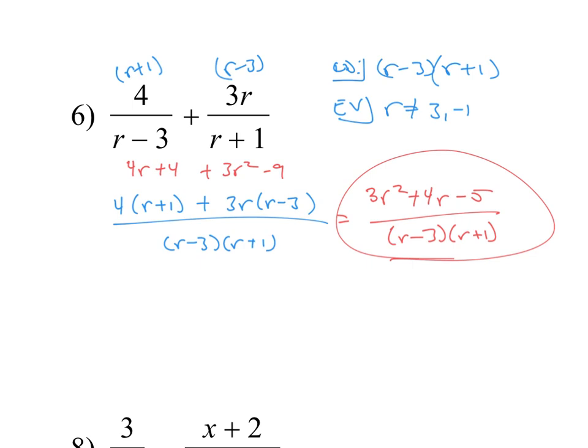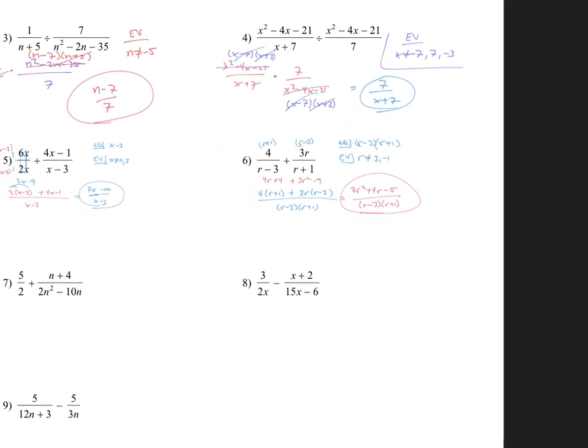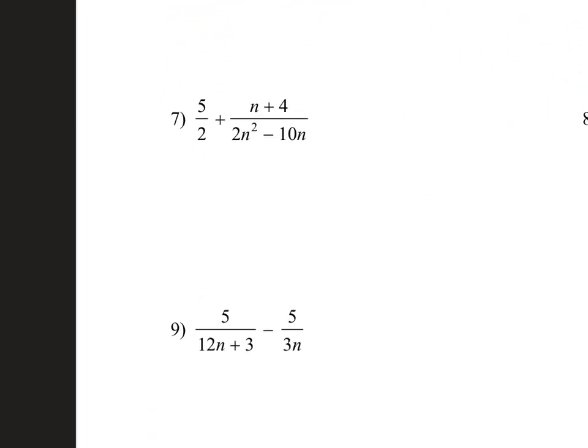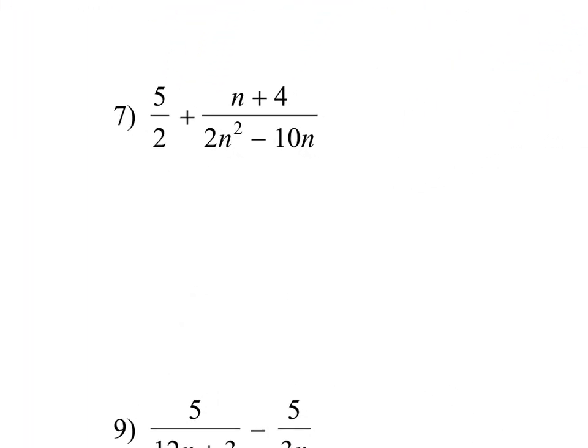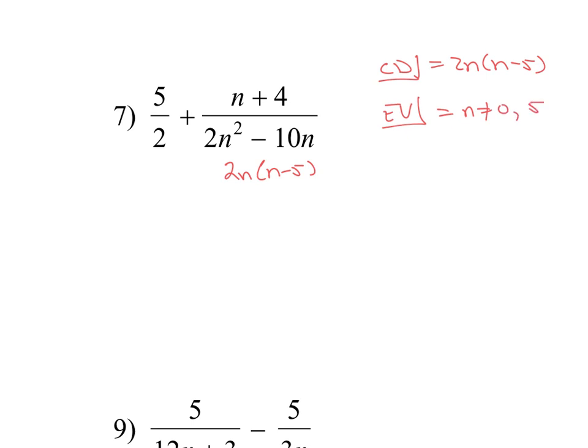So remember, with addition, you got to get that common denominator. Now, subtraction's the same thing, except for, well, this is still addition. So I can take out a 2 and an n, so that's going to leave me with n minus 5. So my common denominator here is 2n times n minus 5. Excluded values, you got n cannot equal 0 or 5. Remember, you set each part equal to 0 and solve, and then say it's not equal to that answer.